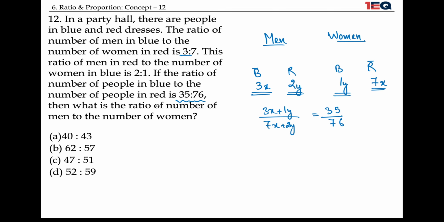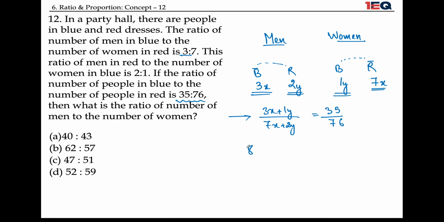Now, what is the ratio of number of men to the number of women? When I find out what is the value of 3x plus 2y, and I find out what is the value of 1y plus 7x, that is when I find out what is the total number of men and what is the total number of women. Okay, so let me quickly first solve this, and then I would move towards finding out the ratio between men and women. So look at it now.